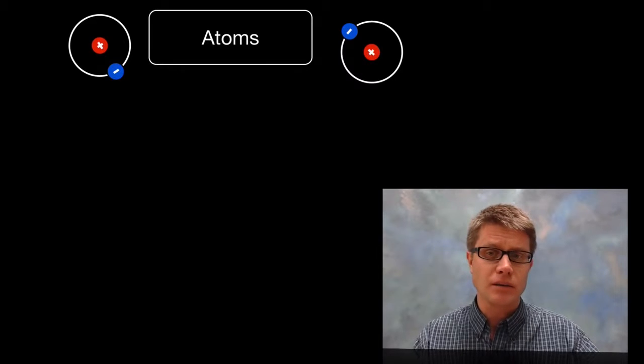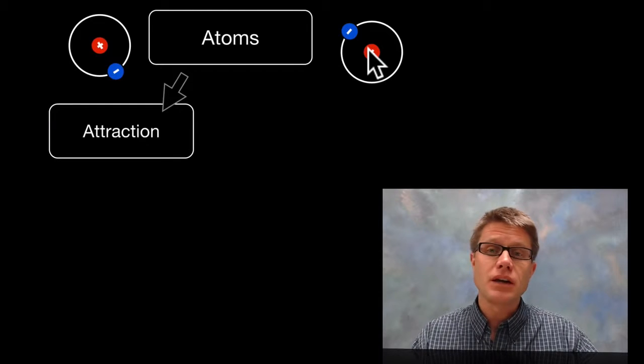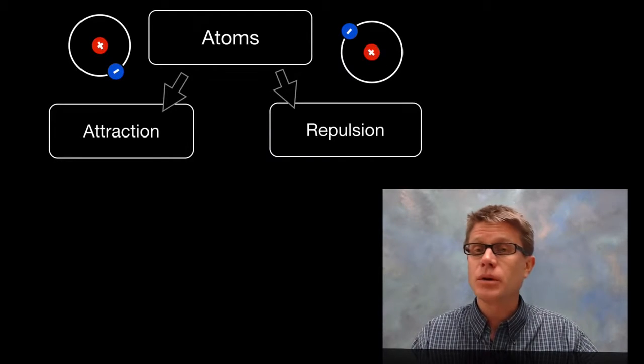And so if we have two atoms, they're both going to be attracted to one another. And where does that attraction come from? It's the electrons of one atom being attracted to the protons of another. And so that's going to pull atoms together. But if they get too close to one another, then there's going to be repulsion.